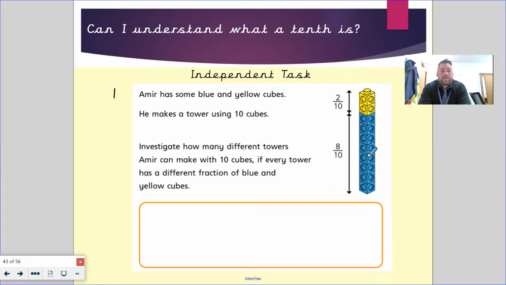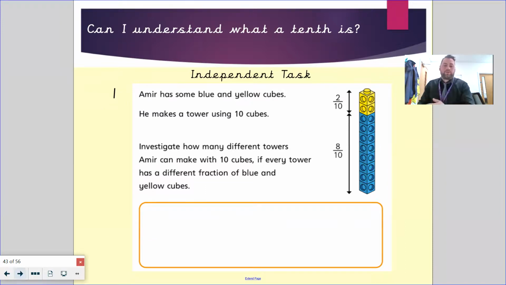Task number 1. Amir has blue and yellow cubes. He makes a tower using 10 cubes. Investigate how many towers Amir can make with 10 cubes if every tower has a different number or fraction of blue and yellow cubes. Okay, so that's your first task, and everyone should be able to do that.